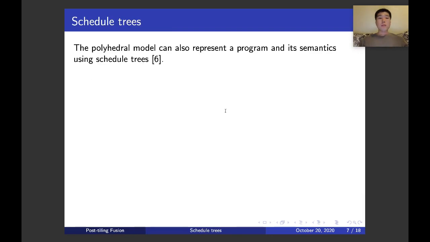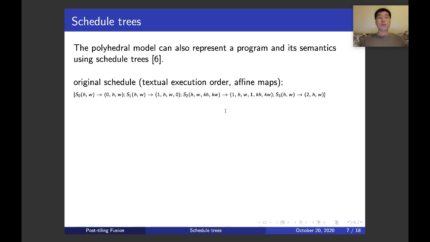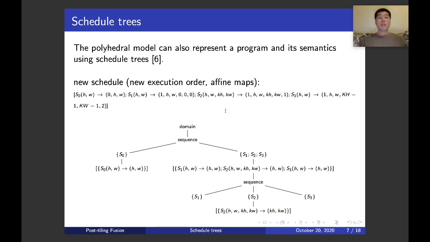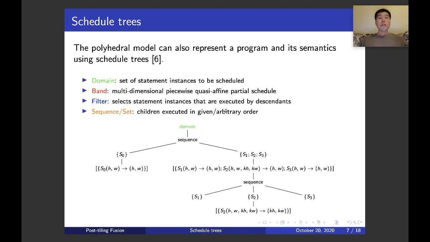To generate code, the polyhedral model uses a tree structure to represent the schedule of the program. For the original schedule, the tree structure looks like this. For the new schedule, the polyhedral model can generate a tree structure as shown at the bottom of the page. Given a schedule tree, it provides a rich set of different schedule nodes. A domain node is used to represent the iteration domain of the program. Band nodes represent different loop dimensions.